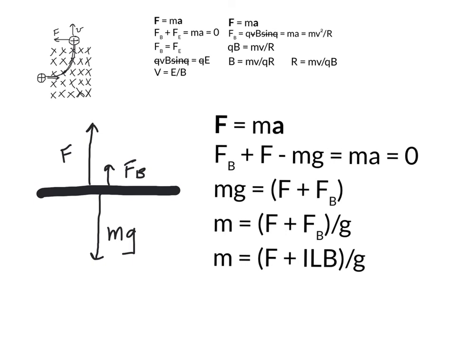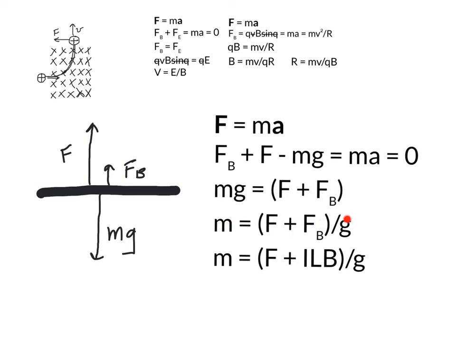Okay, the final solution. So from the simulation, you should have figured that the magnetic force was up, because when you increase the force, this would decrease. They have to equal mg. So if this gets bigger, this is going to get smaller. And so using Newton's second law, F equals ma, we have Fb plus F up minus mg down equals ma equals 0, because they're in equilibrium. And so mg equals the sum of the two.